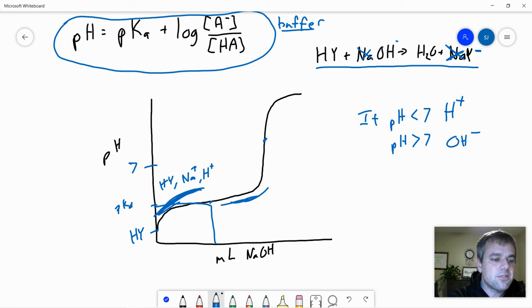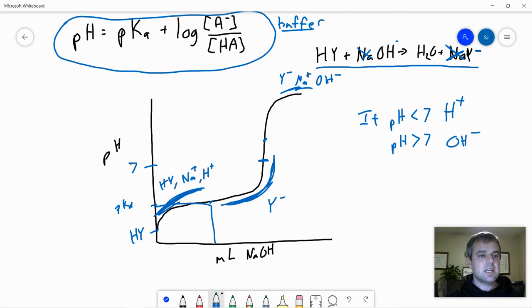Now, after the halfway to the equivalence point, more prominent than HY becomes the Y minus ion. But you also still have the sodiums, and until you cross that threshold of a pH of 7, you also have H pluses. Once you get up here in this region, you have Y minuses, you have Na pluses, and you have hydroxides. You do not have H pluses in any significant amount, and you definitely don't have a lot of the HY either.